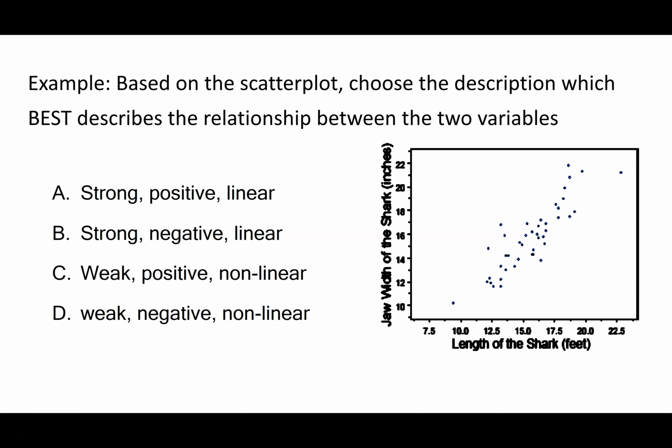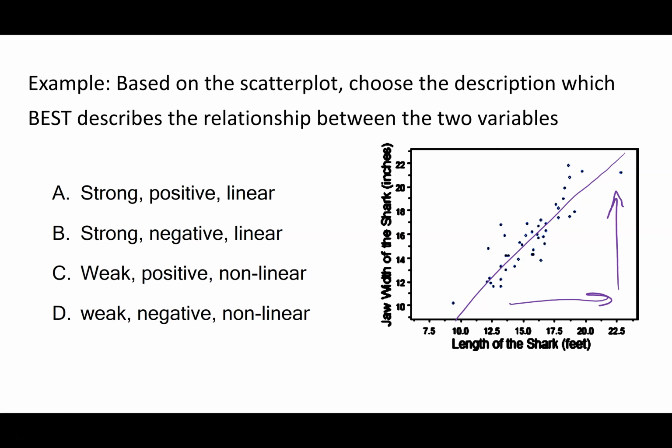So for me, one of the first things I like to do is identify, do I see a pattern? And right off the bat, I would say yes. I would see a pattern here. It looks linear to me. It doesn't look curved. And not only that, as X increases, so the length of the shark increases, it looks like the jaw width tends to increase as well. So it looks like I have a positive linear relationship.